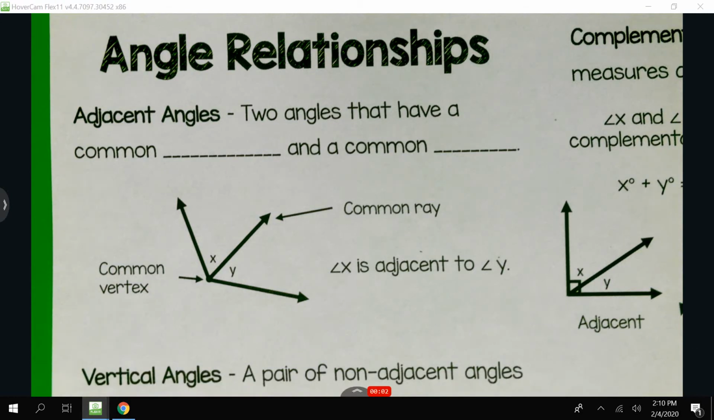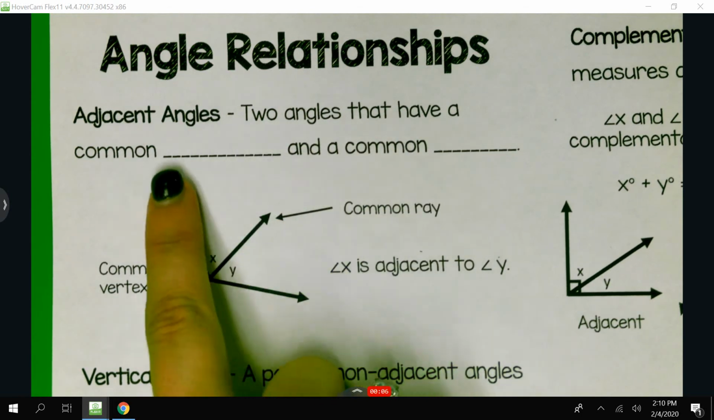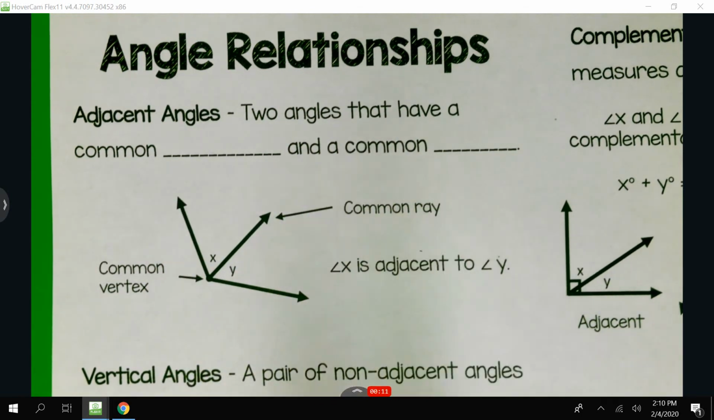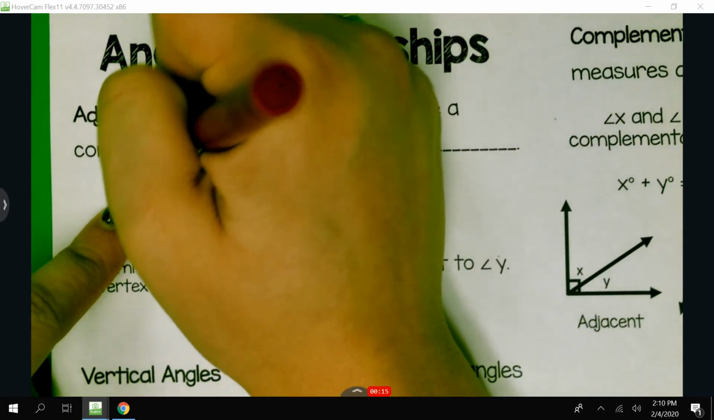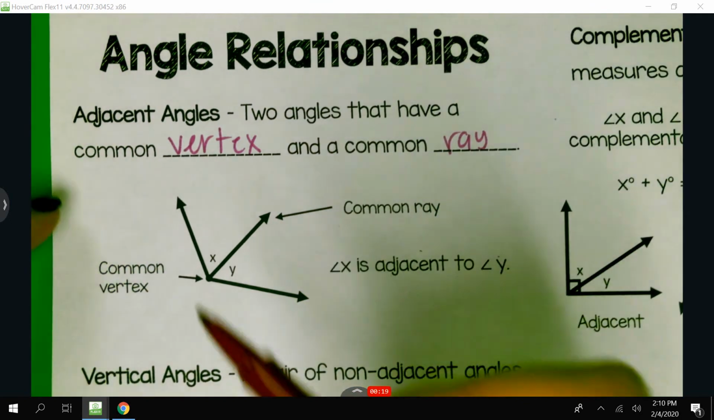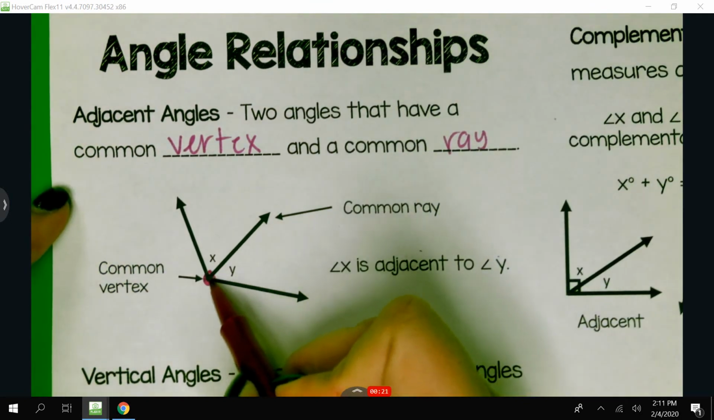So adjacent angles we know already. There are two angles that have a common vertex and a common ray. Okay, we know that those are side-by-side angles. The common vertex and a common ray. Your vertex is that middle point.